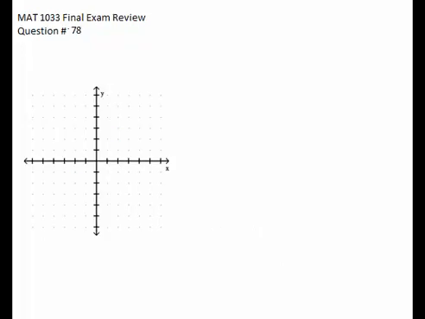MAT1033 Final Exam Review Question 78. We're supposed to graph, and we're given an equation, 2x minus 5y is equal to 8.